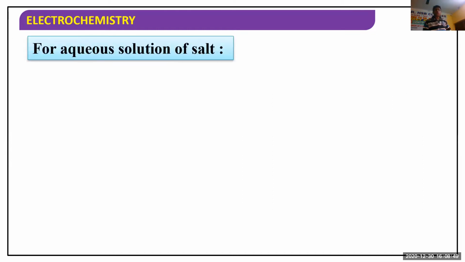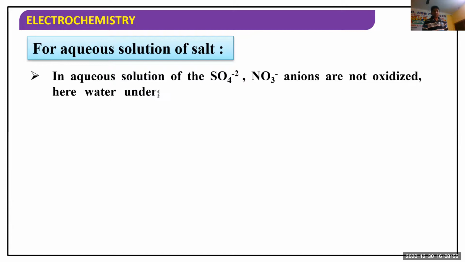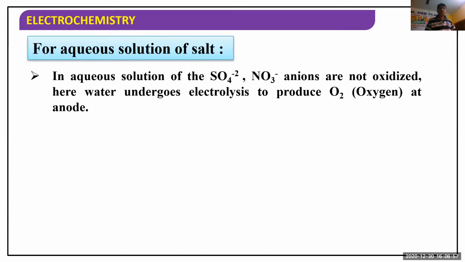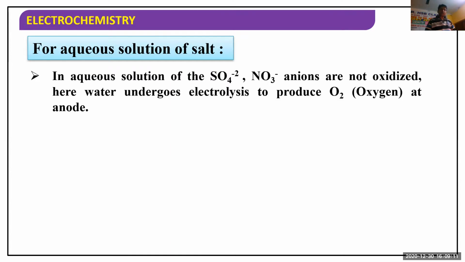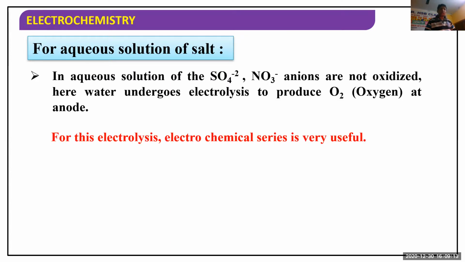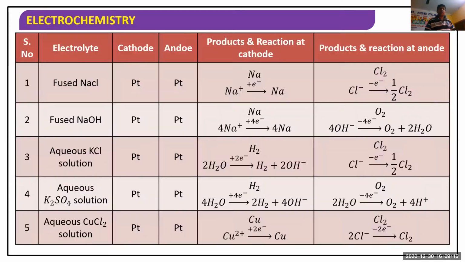So for aqueous solution of salt, in aqueous solution of sulfate and nitrate, anions are not oxidized. Here water undergoes electrolysis to produce oxygen at anode and hydrogen at cathode. For this electrolysis, electrochemical series is very useful.